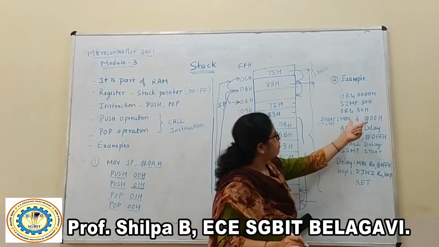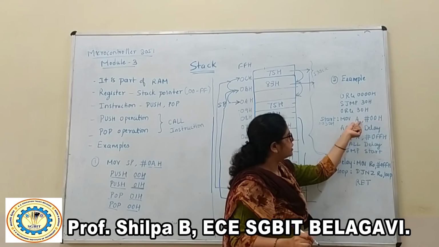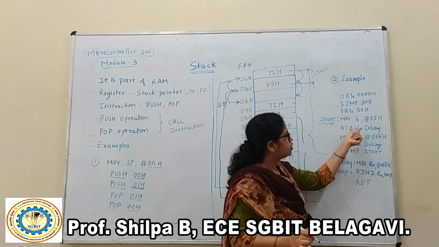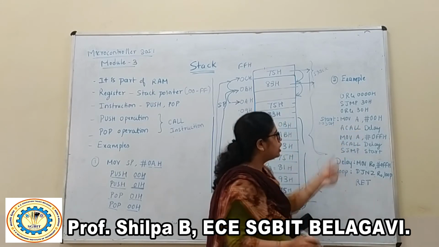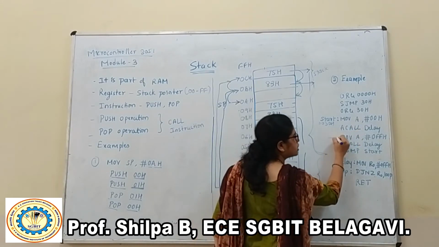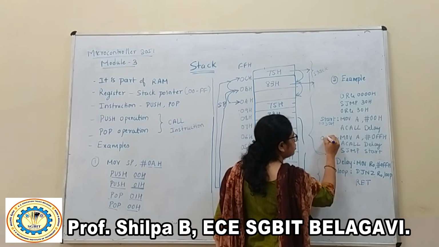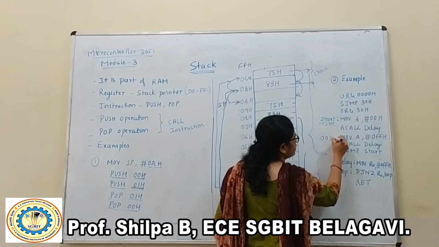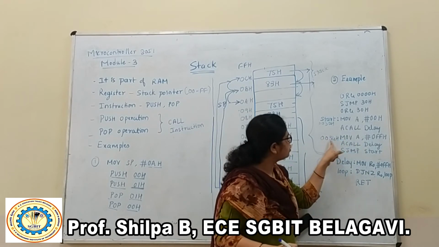So look here. First I will load my data, that is 00h, into the accumulator. Then I will call a delay. So whenever I call a delay, I'll be loading the address of the next instruction. Suppose the address of this instruction is 0034h.